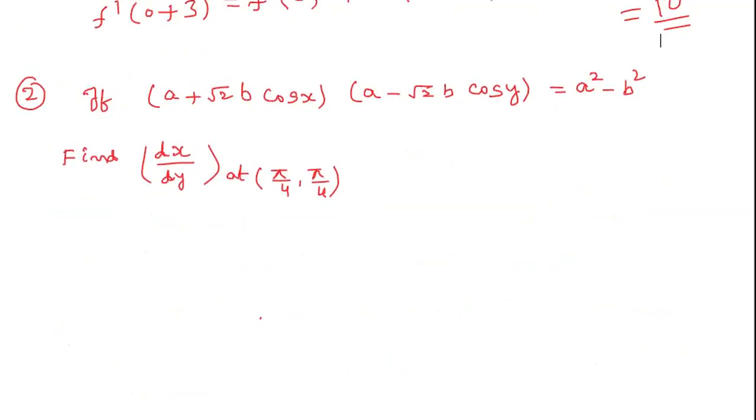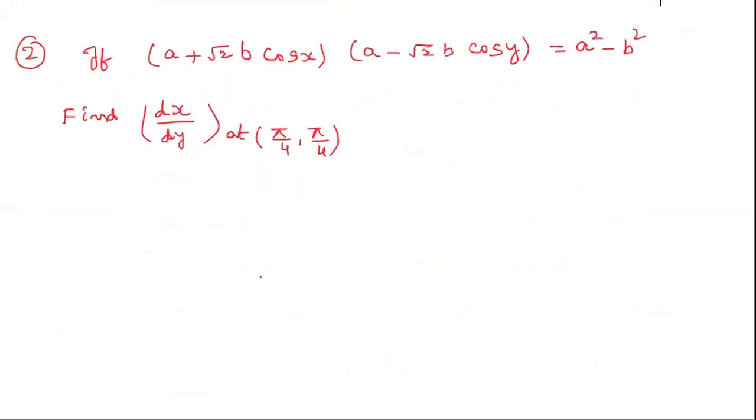Next, I am going to another question in differentiation. I think this is also easy, but it needs calculation. How to do that? Here they are asking dx/dy at (π/4, π/4). First find dy/dx, then write the reverse. We get the answer. Now I am going to do that. Differentiate on both sides. Here the product of two terms is there. Apply the UV rule.